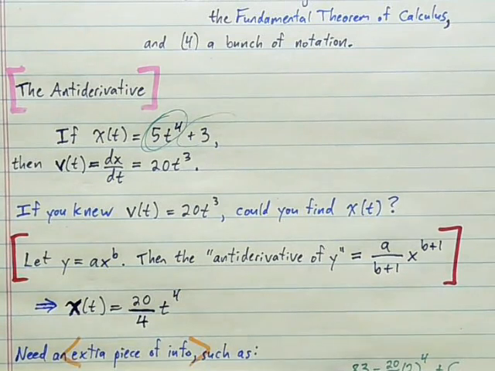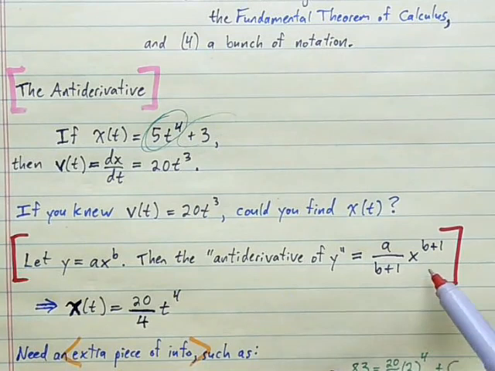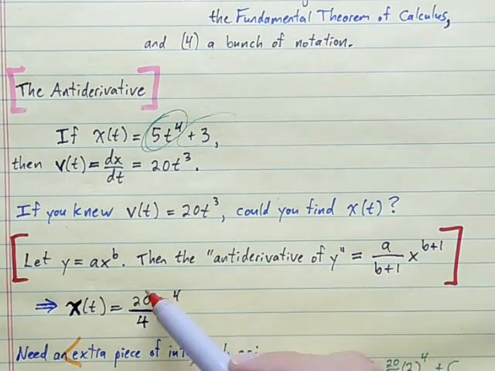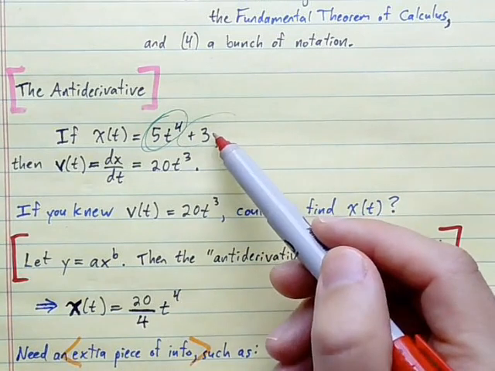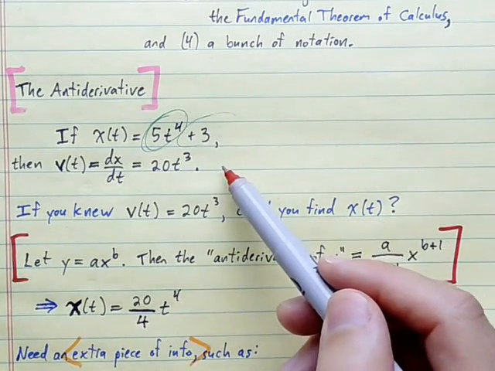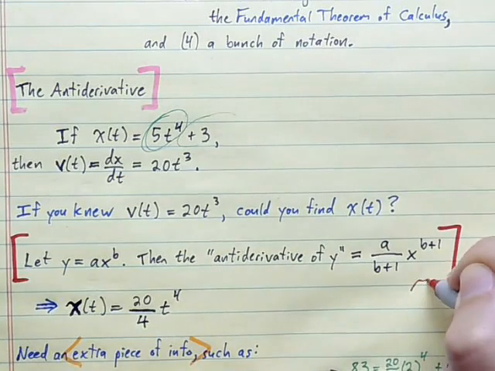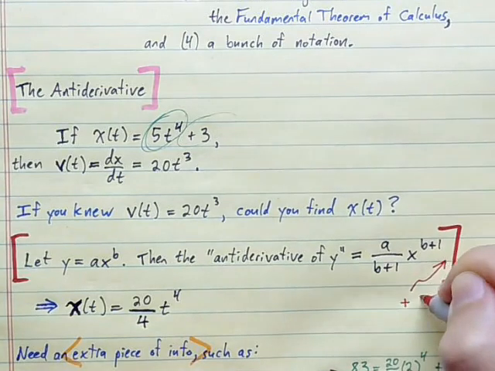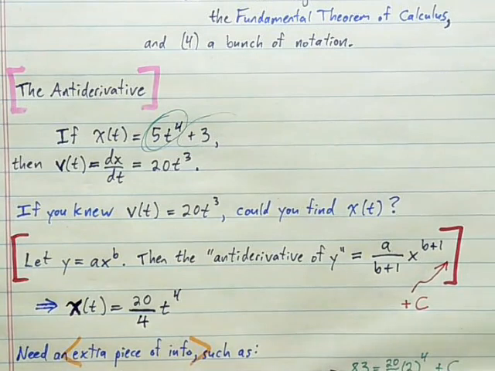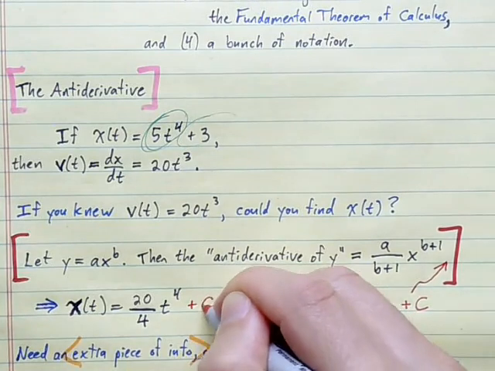So it seems that we need to modify our rule here in finding an antiderivative. This rule is good to get us a term like this, but the plus 3 is some extra constant term, a constant term that disappears when you take the derivative. There's no way to get that constant term back, but we know it's there. So our rule for the antiderivative has to include an extra plus some unknown constant term. So 20 over 4 t to the fourth plus some constant term.